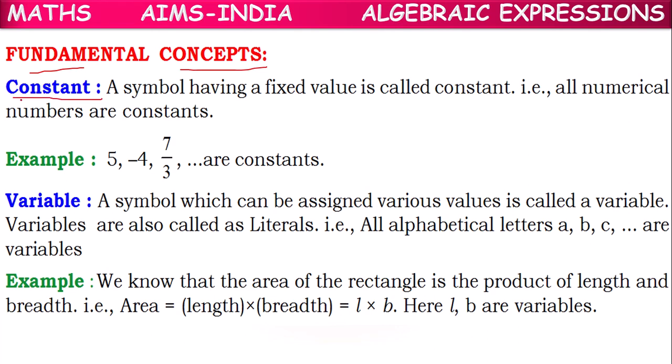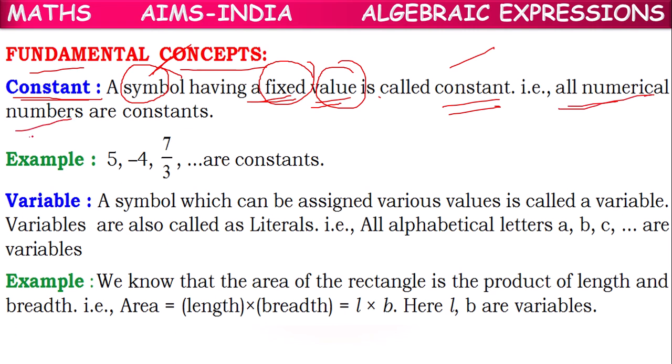So what is a constant? A constant is a symbol which has a fixed value. We can use that symbol in any kind of equation, but if it has the same fixed value everywhere, then it is called a constant. Generally all numerical numbers are called constants. For example, plus 5, minus 4, 7/3: a positive integer, a negative integer, a fraction.